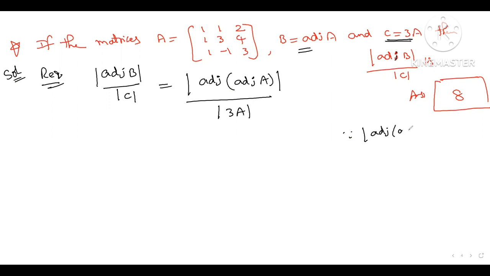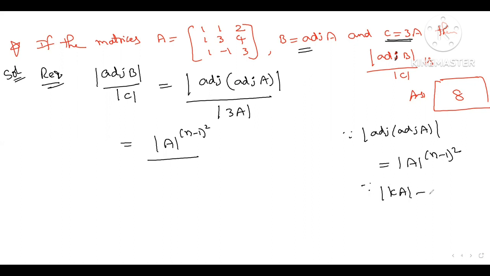Adjoint of adjoint A is equal to, what is the formula? Det A power n minus 1 whole square. If three adjoints are there, what is the formula? Det A power n minus 1 whole cube. Okay, right, first formula det A power n minus 1 whole square. So we have one more denominator, det of 3A. Det of kA, one more formula is there. Det of kA is equal to k to the power n into det A.